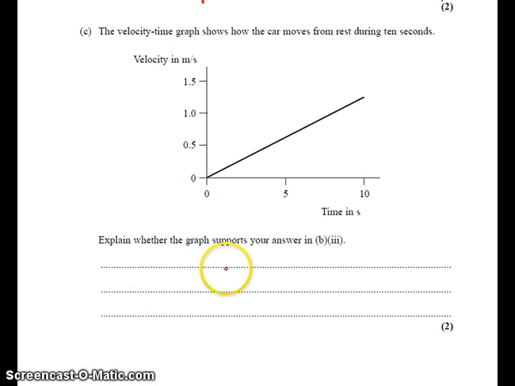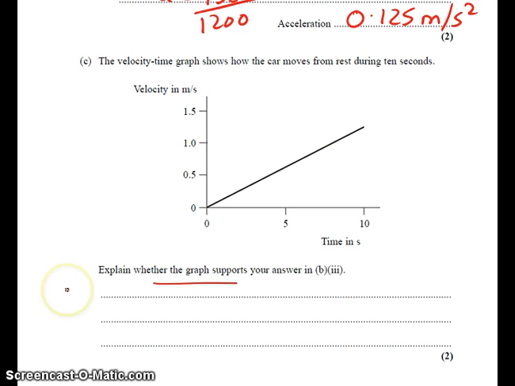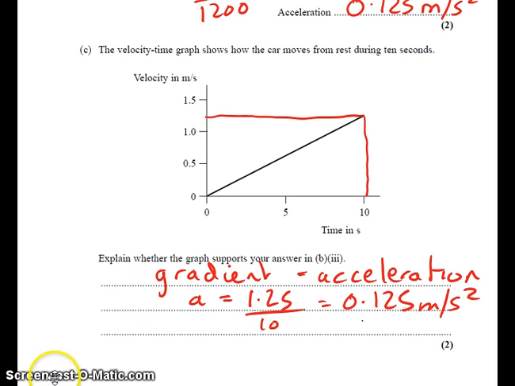In part C, you need to use your graph to explain your answer. So here you need to know that on a velocity time graph, the acceleration is shown by the gradient. So the gradient is the acceleration, and if you give a gradient calculation, this will show your graph supports your answer that you arrived at of 0.125 meters per second squared in the earlier part of the question. This is the end of question 1.